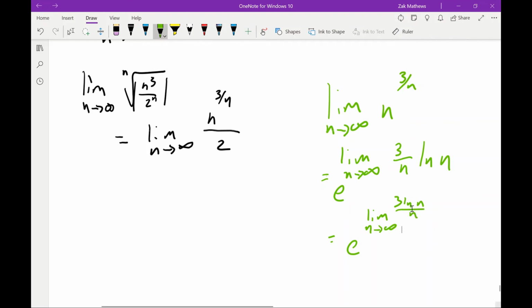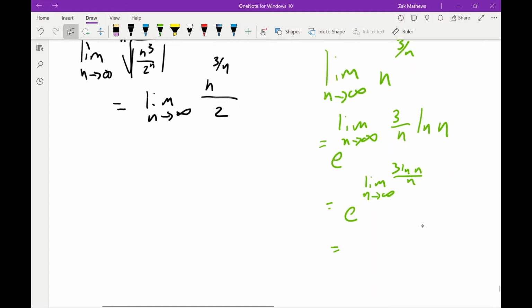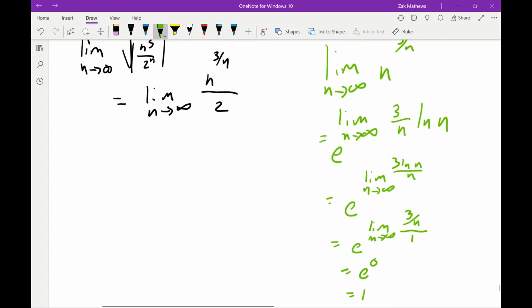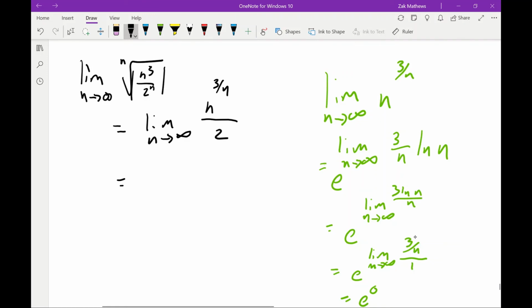And this thing is going to infinity over infinity, which tells me I can use L'Hopital's rule. So we would have 3 over n over 1 when we take the derivative of top and bottom. And as n goes to infinity, this thing is going to 0. So we'd have e to the 0, which is equal to 1. So now we can come back to the original limit, and we know that this is equal to 1 over 2, or 1/2. That is less than 1, and so that tells us that this does, in fact, converge.